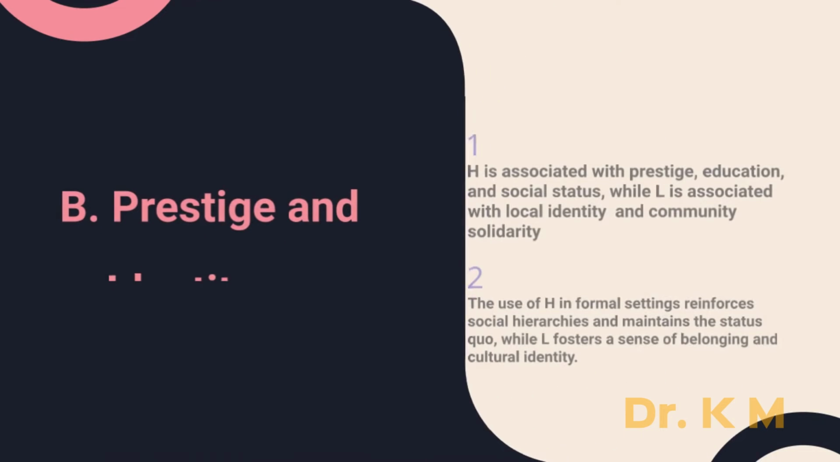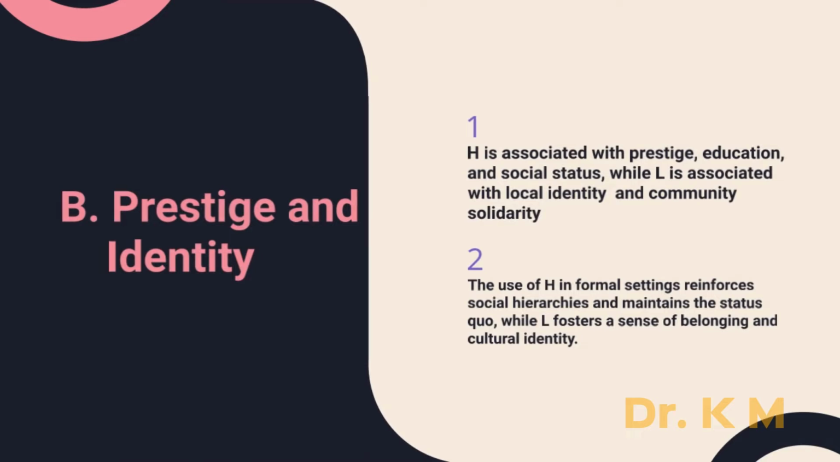B. Prestige and identity. 1. The high variant is associated with prestige, education, and social status, while the low variant is associated with local identity and community solidarity. 2. The use of the high variant in formal settings reinforces social hierarchies and maintains the status quo, while the low one fosters a sense of belonging and cultural identity.